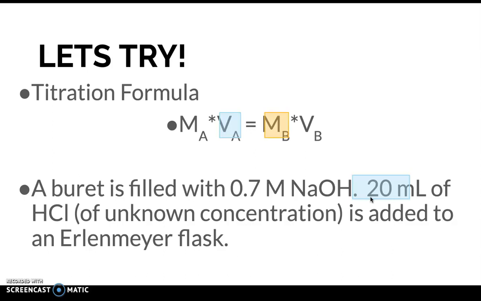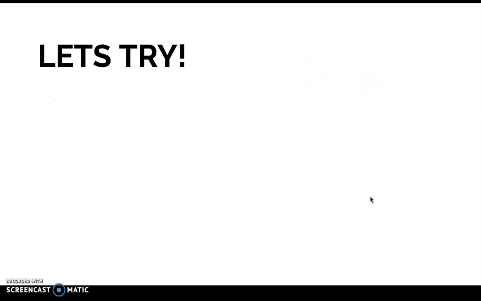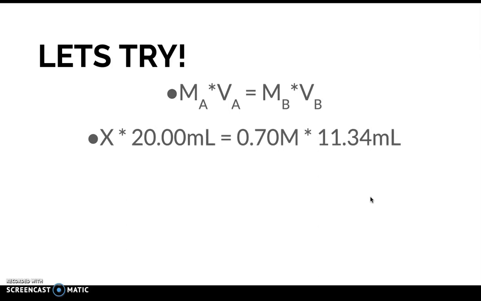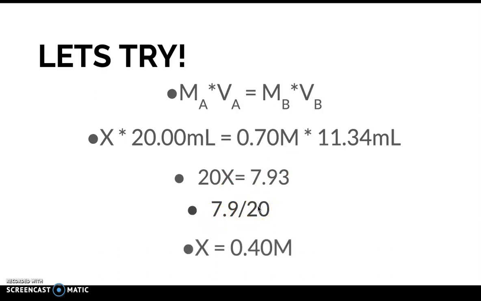That is known. Then we have our molarity of our NaOH, which is going to be 0.7. Our volume of the burette, the displaced volume of our NaOH, we found to be 11.34, right? So this is how we plug in our formula. We have X times 20 milliliters is equal to 0.70 times 11.34. 0.7 times 11.34 is going to give us 7.93. And then we're going to divide our 7.93 by 20. And we get the initial concentration of our acid to be 0.4 molar.